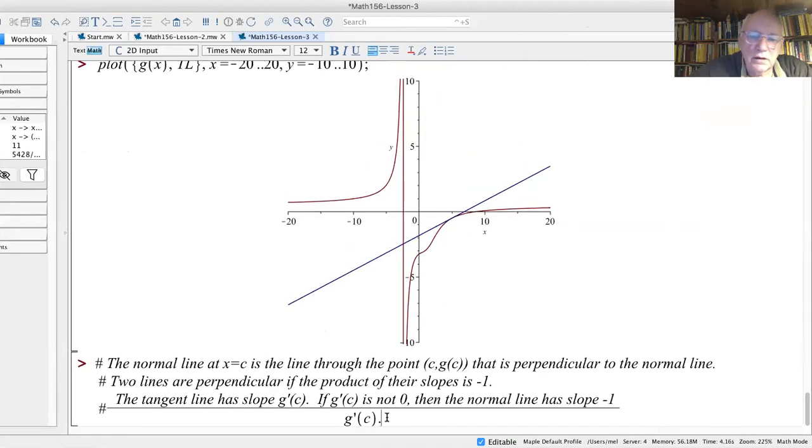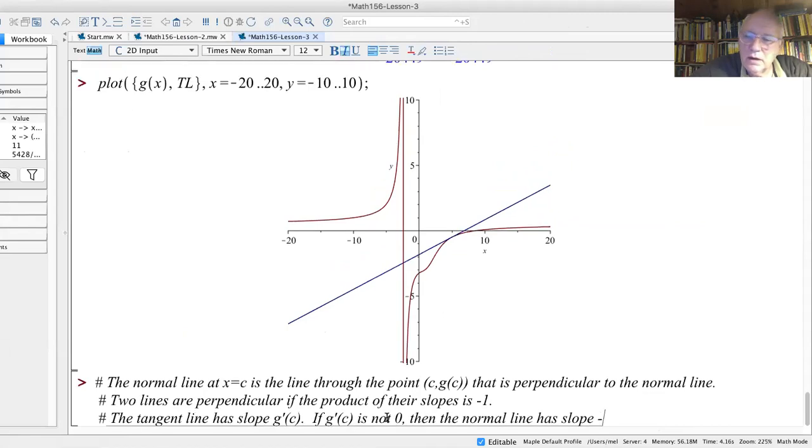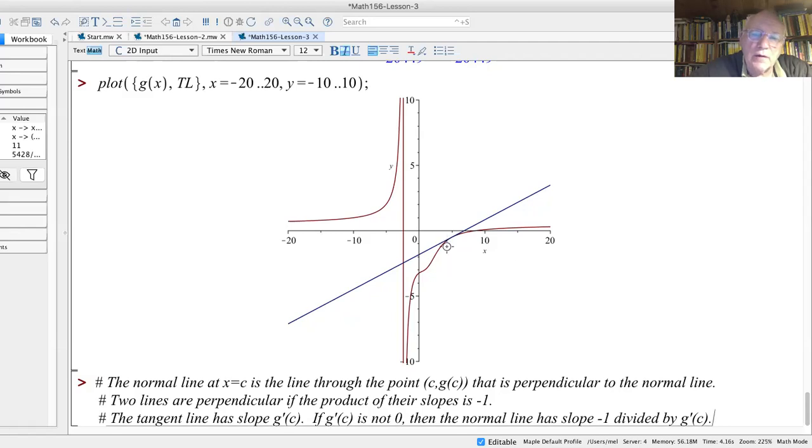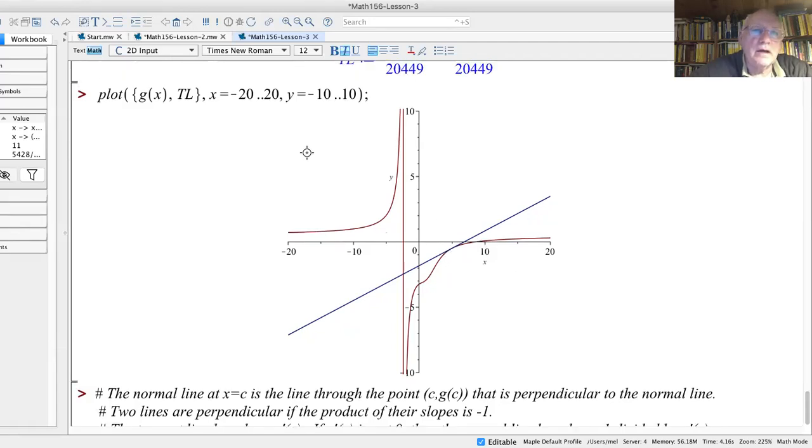Oops, it doesn't look right. Let me do this better. That's right, -1 divided by g prime of c. So how do I get the normal line?